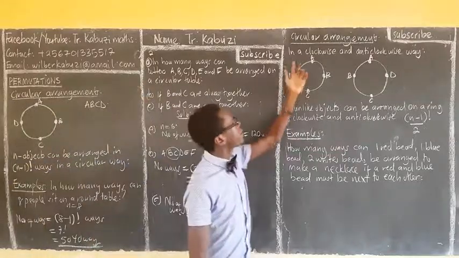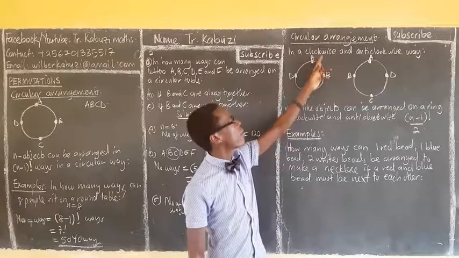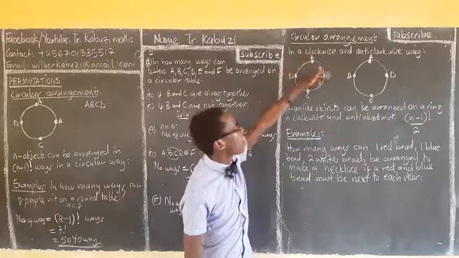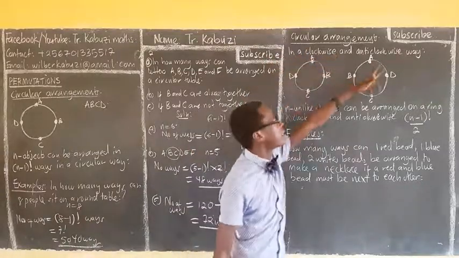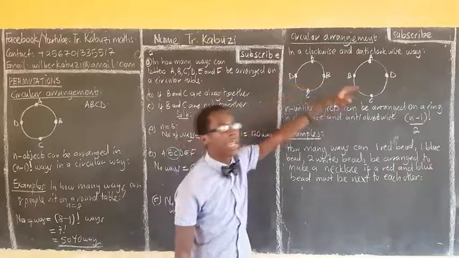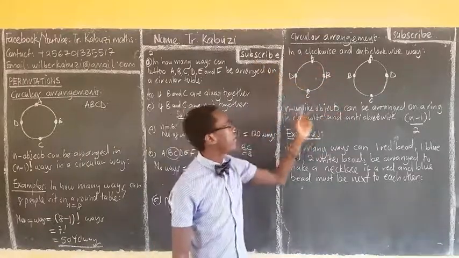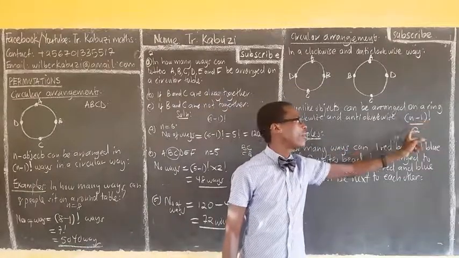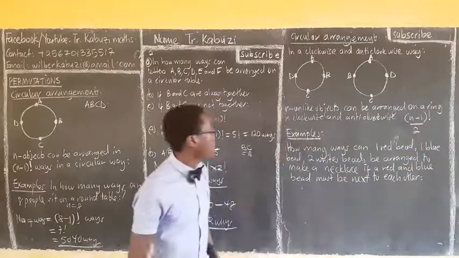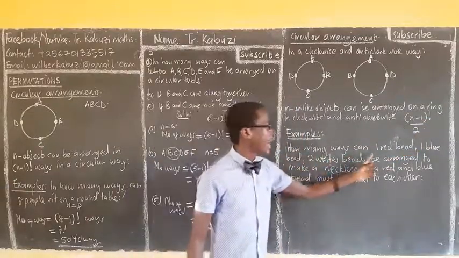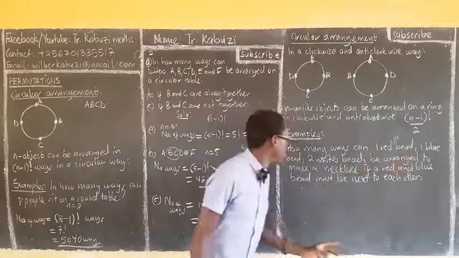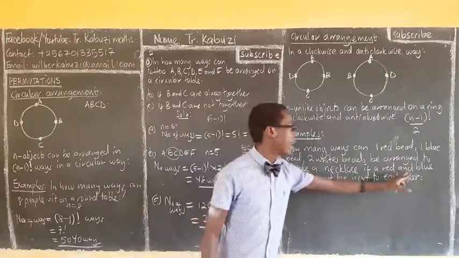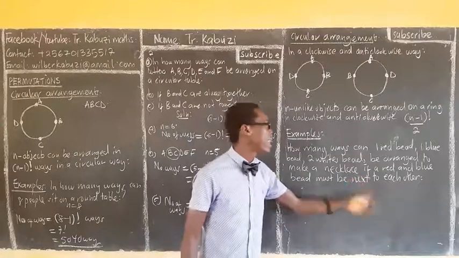When I come to circular arrangements, at times we are dealing with clockwise and anti-clockwise ways. If I go clockwise, we are going like this; anti-clockwise, we are going like this. If you have that case when we are arranging them in clockwise and anti-clockwise ways, then if we have n unlike objects, the number of ways is n minus 1 factorial, divided by 2. Question: how many ways can 1 red bead, 1 blue bead, and 2 white beads be arranged to make a necklace if the red and blue bead must be next to each other?